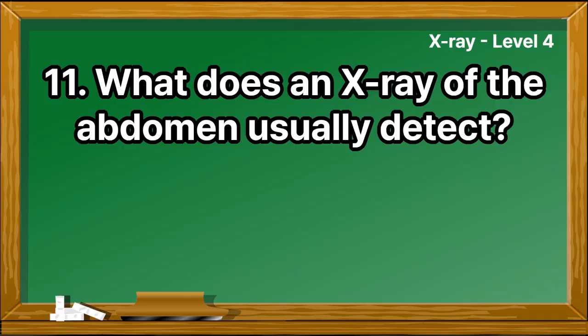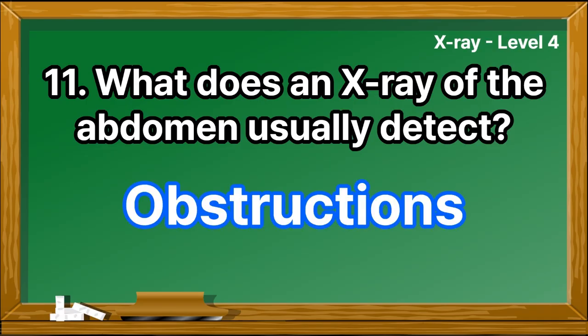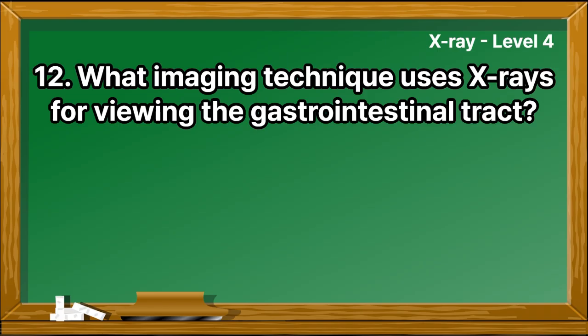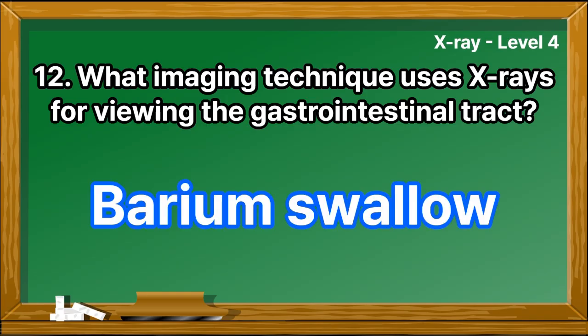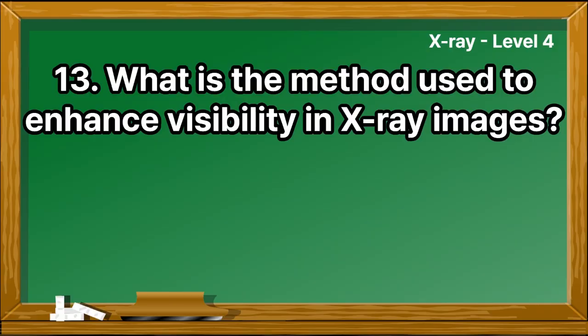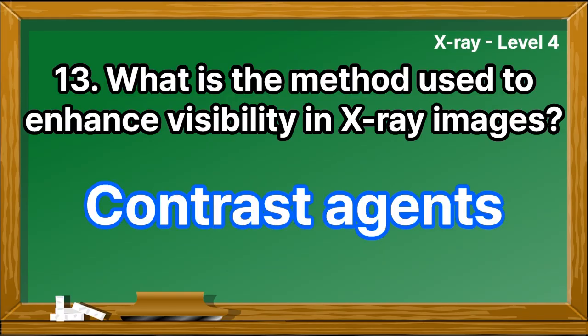What does an X-ray of the abdomen usually detect? Obstructions. What imaging technique uses X-rays for viewing the gastrointestinal tract? Barium swallow. What is the method used to enhance visibility in X-ray images? Contrast agents.